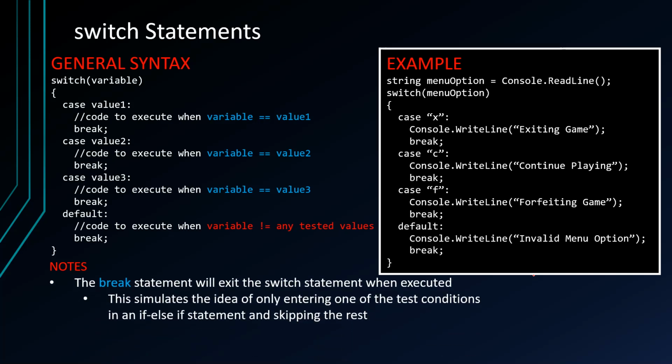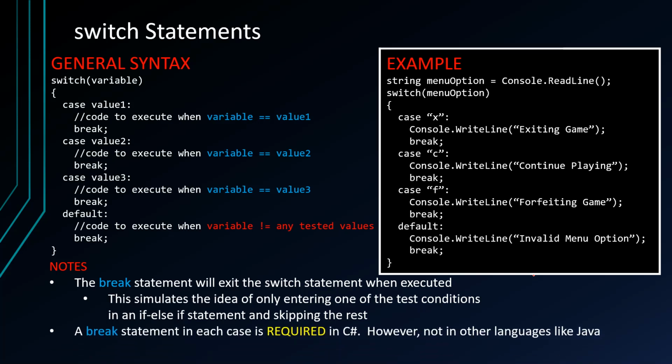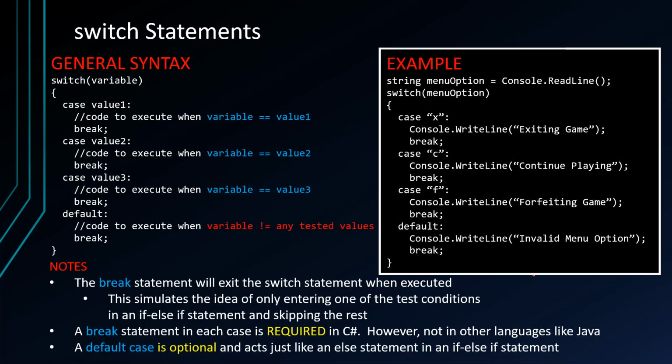Number one, the break statement will exit the switch statement when it's executed. This simulates the idea of only entering one of the test conditions in an if-else if statement and skipping the rest. A break statement is required in C#. In other languages, you actually don't have to have it, like Java. But that creates an entirely different set of problems. We're not going to cover that here because we're not covering that language. And then finally, the default case is optional, and it acts just like an else statement in an if-else if statement. No difference. That's all it does.